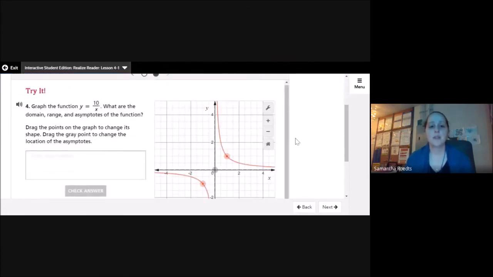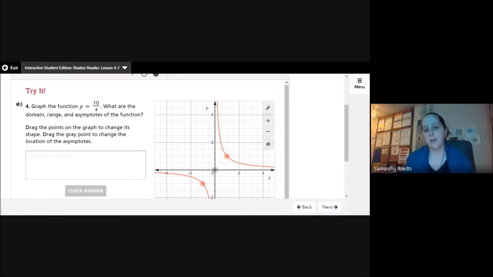Okay. So it wants me to graph the function y equals 10 over x. What are the domain, range, and asymptotes of the function? Drag the points on the graph to change its shape. Drag the gray point to change the location of the asymptotes.